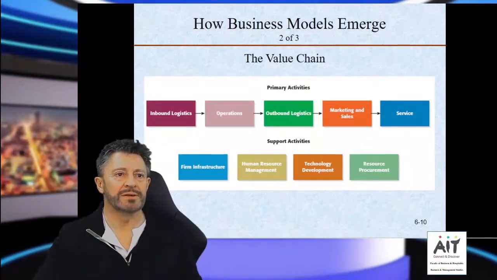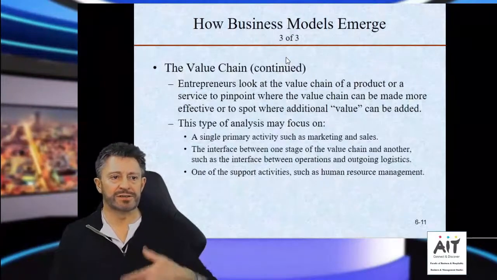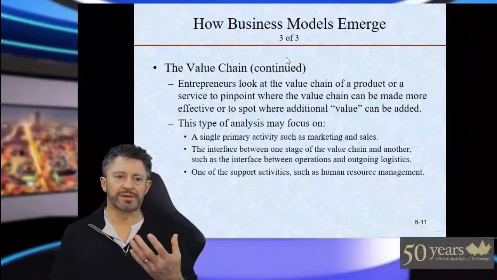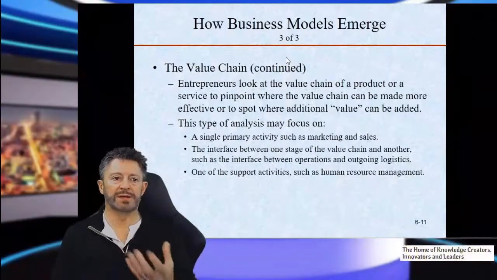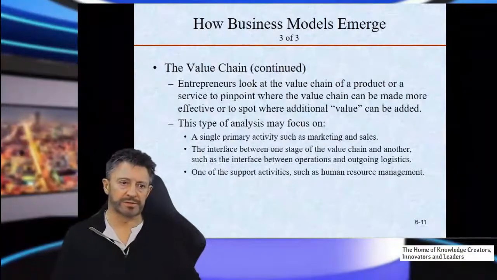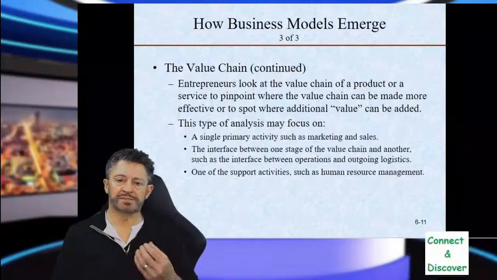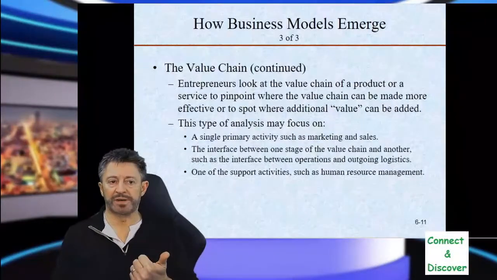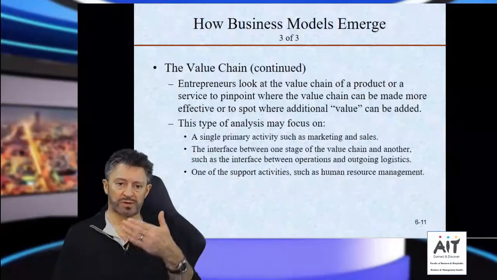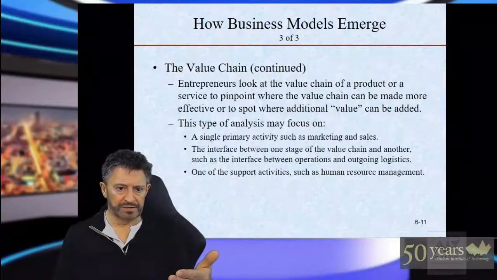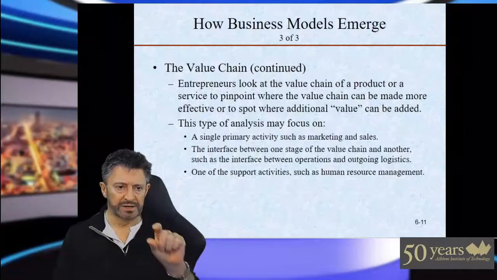So moving on from the value chain analysis. I've already spoken about this: we look at the value chain of a producer or a service to pinpoint where the value can be made more effective. So this type of analysis may focus on a single primary activity such as marketing and sales. Can we be more efficient? Can we get to our customers more efficiently to give them direct messaging?